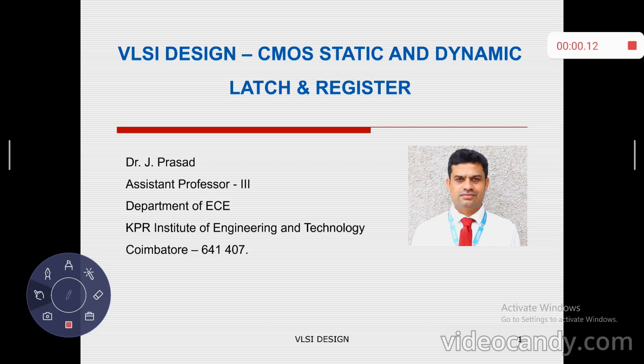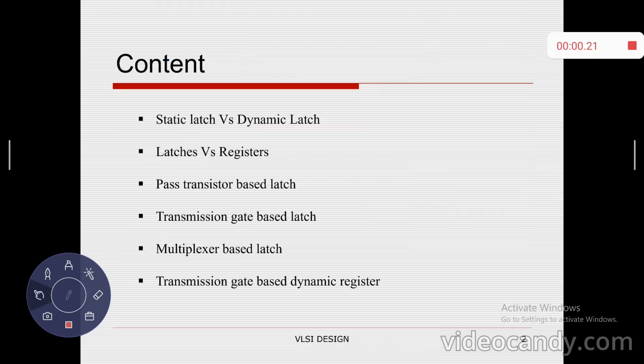In today's session, we are going to discuss CMOS circuit based designing of static and dynamic latches and register. So here is the content we are going to discuss. Firstly, the very basic difference between static and dynamic latch, followed by a few differences between latches and register. Then we move to designing of CMOS circuit based latches and register using two different types of transistor technology, called pass transistor and transmission gate.